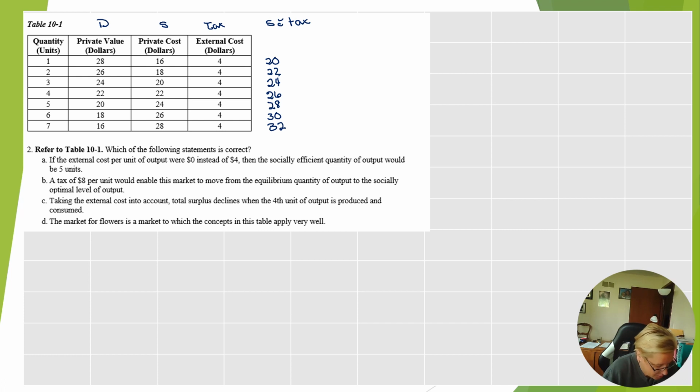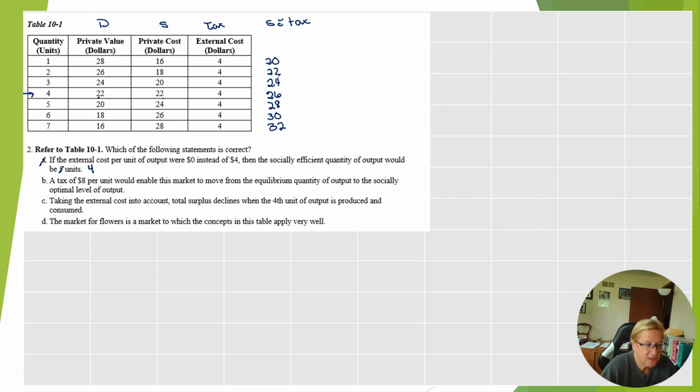If the external cost per unit were nothing instead of 4, then the socially efficient quantity of output would be 5 units. Well, if the external cost is nothing, then we're going to go to equilibrium, which is where we have the 22 and the 22. So no, it would be 4 units, not 5, so that answer is incorrect.